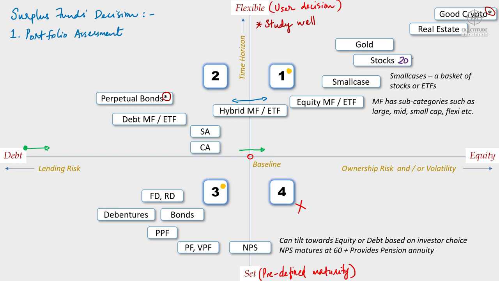Say already you have 20% in stocks, 25% in mutual funds, 25% in FD, 20% in PF and say 10% in NPS. Remember that our aim is not to buy all products, but ensure a spread across the quadrants, especially quadrant 1 and 3.